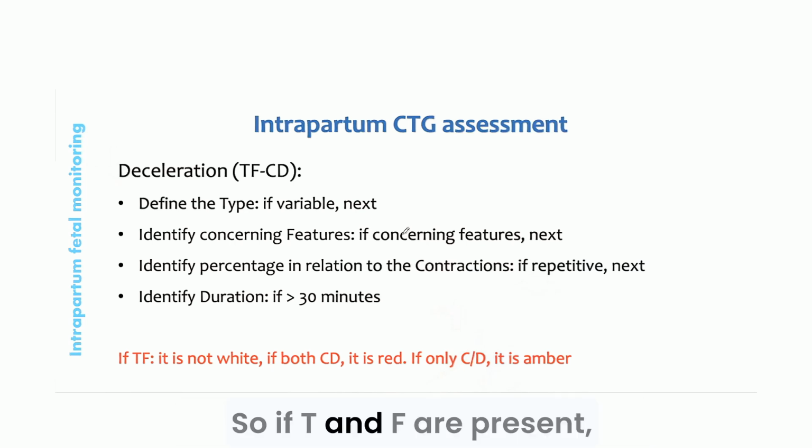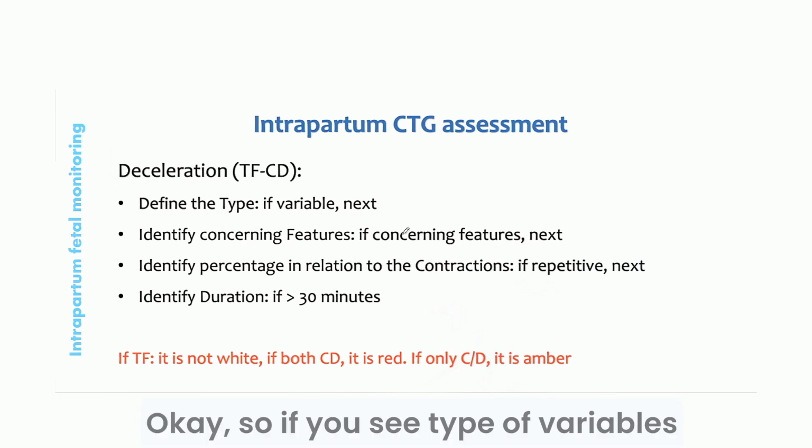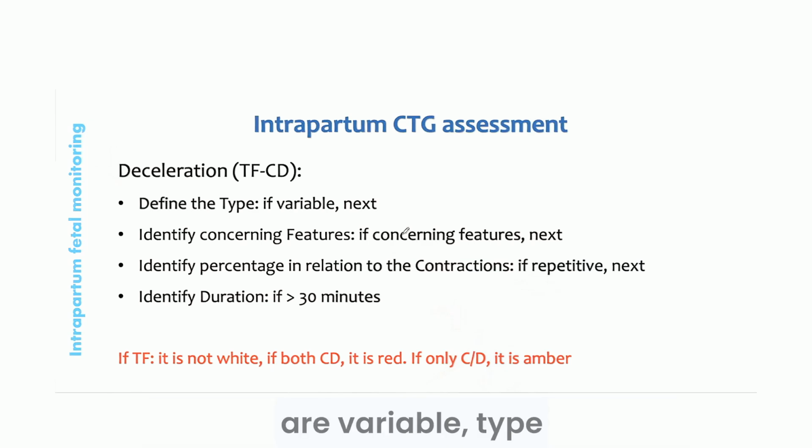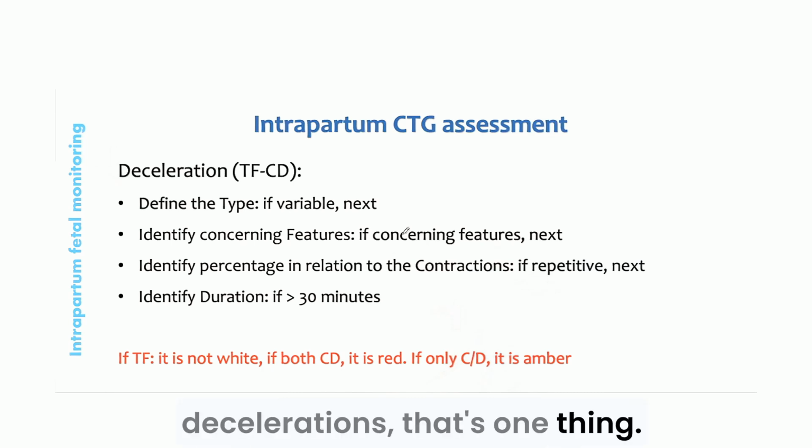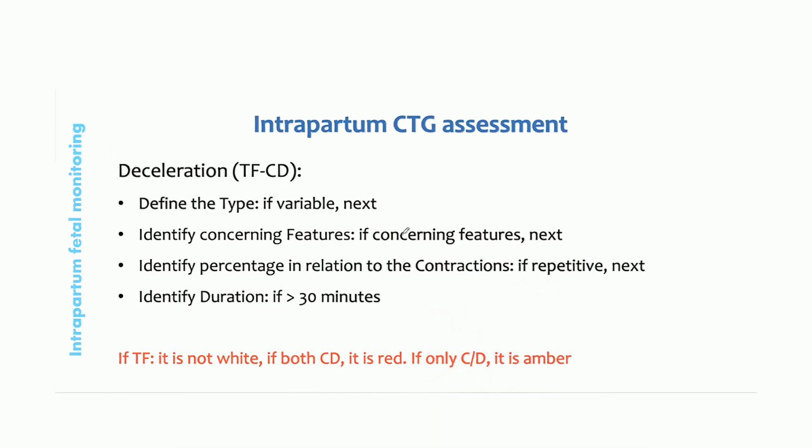So if T and F are present, this means this is not white. If you see that the type of decelerations is variable decelerations, that's one thing. If concerning features are present, then you have T and F, and this means it's not white anymore.